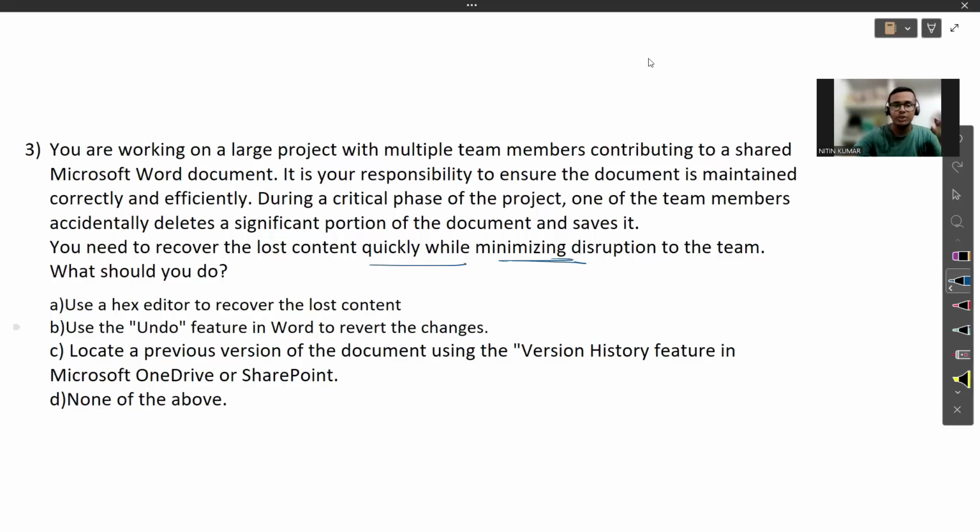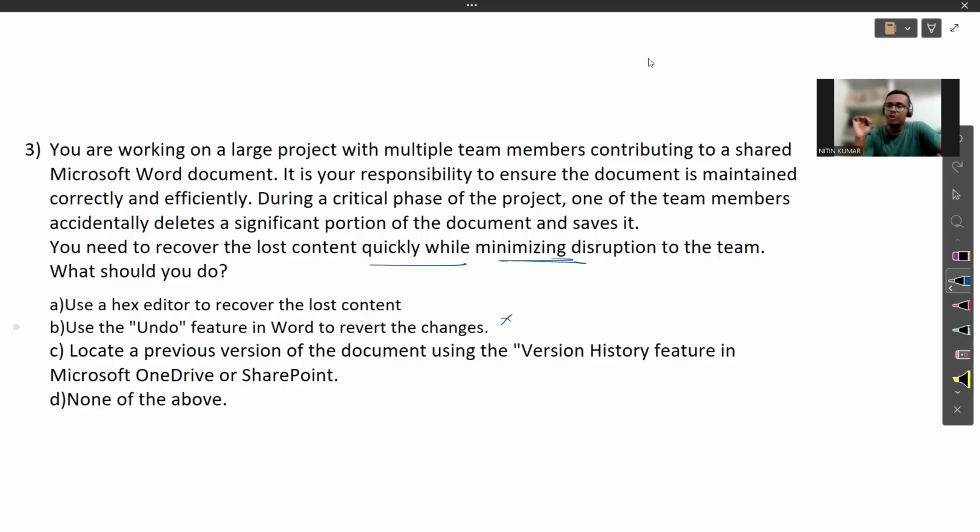So what about the next one? Use the undo feature to revert. We cannot do undo now because we have saved the data. Undo can be done at his or her end, but he has saved the data. So that is also not possible right now for this particular situation.